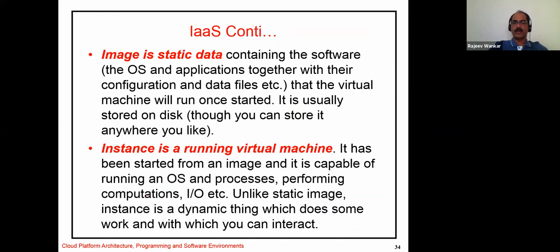So it is generally stored onto a disk, and you can store it anywhere, but it would be stored in a specific area based upon the service providers. They call it by different names, but there would be some location where those static images are available. Whereas an instance is basically a running virtual machine.